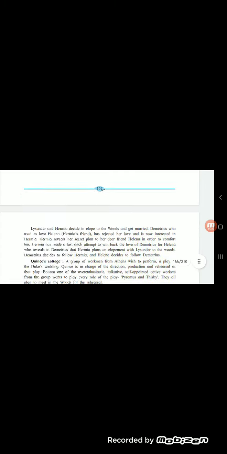Now this plan is already decided, that Hermia and Lysander are going to elope at night, and Hermia's friend Helena comes into the picture now. I told you the third pair, remember, Helena and Demetrius. Now, this Demetrius is interested in Hermia, but Hermia is in love with Lysander.